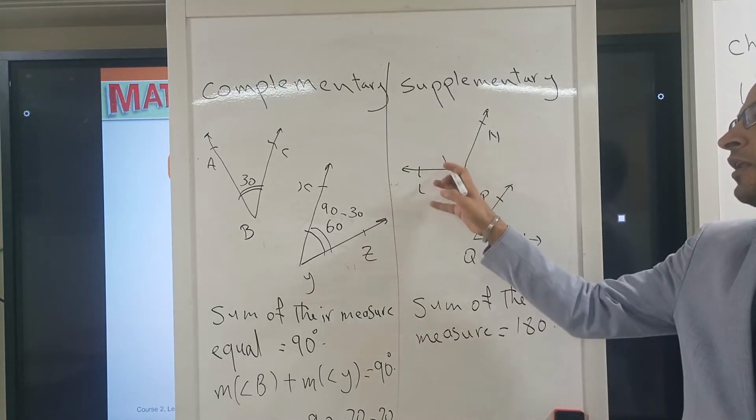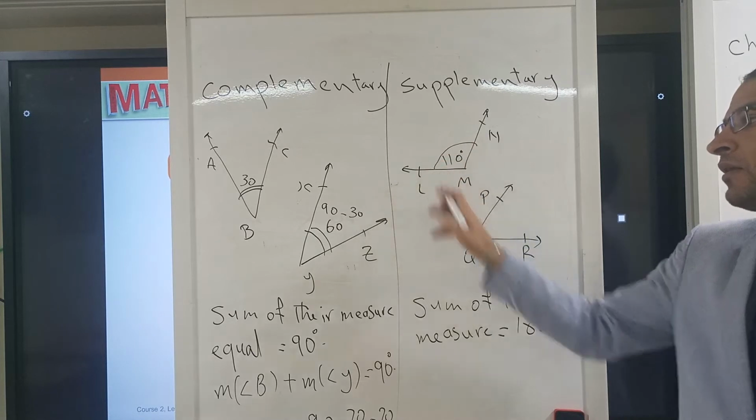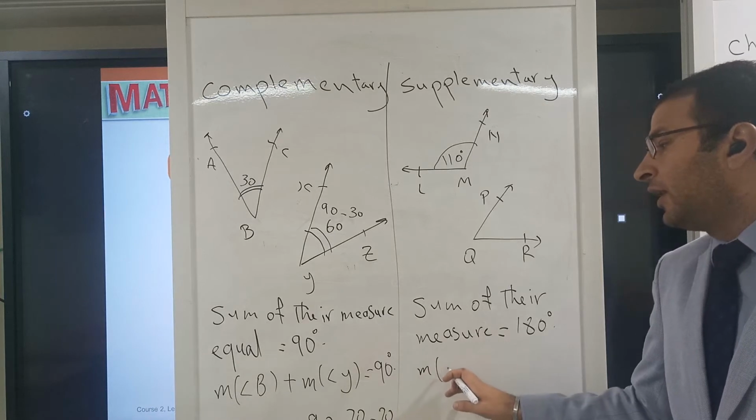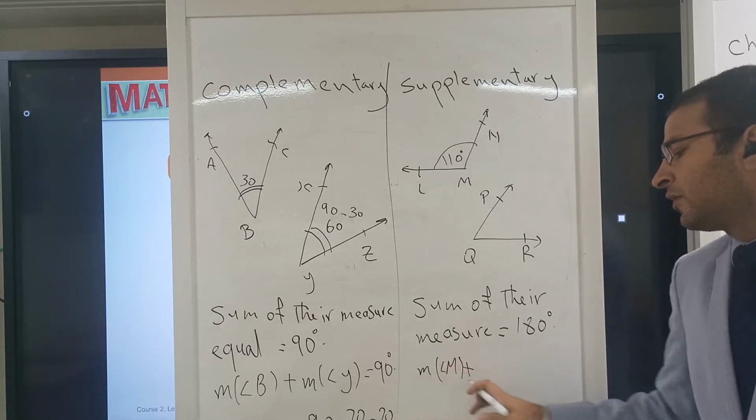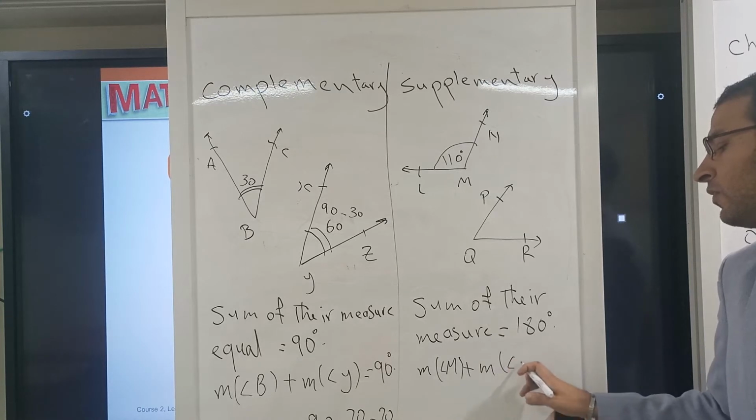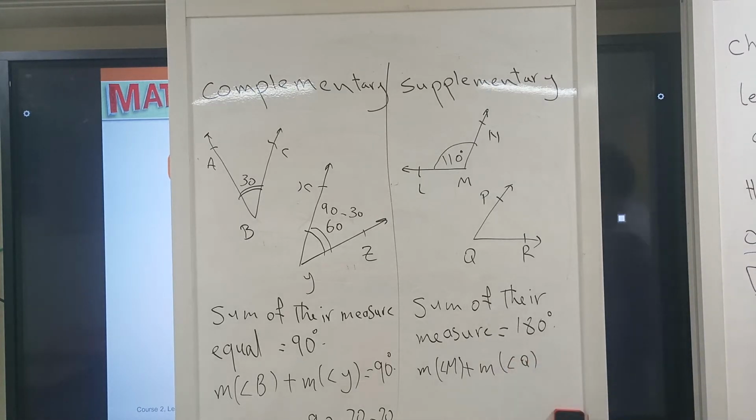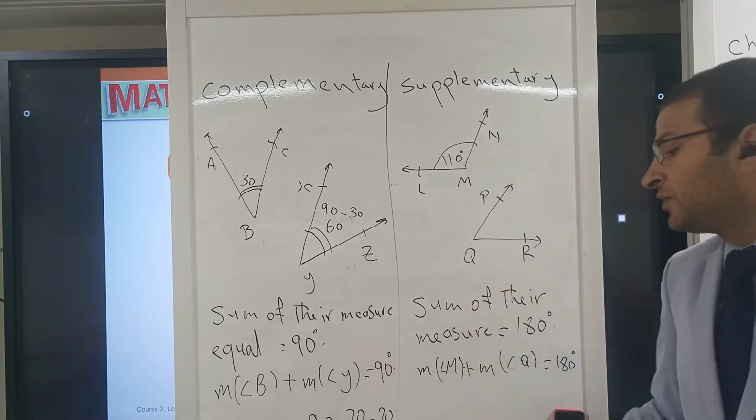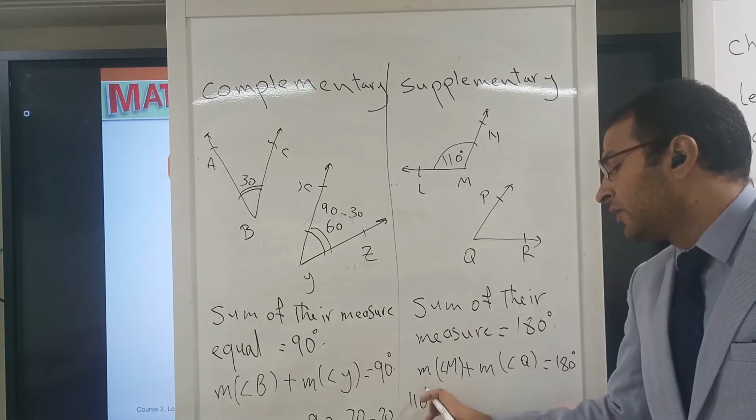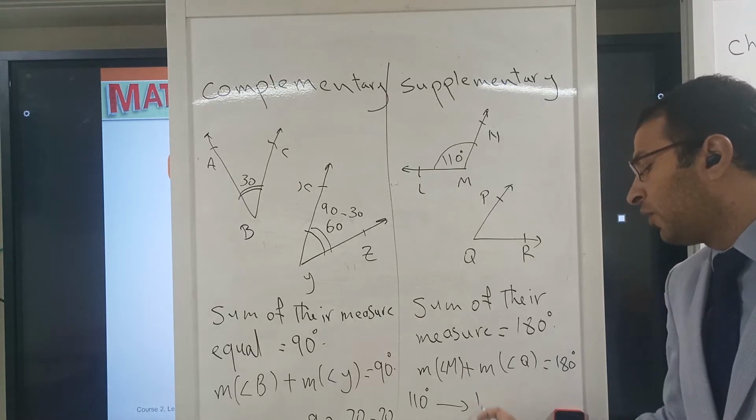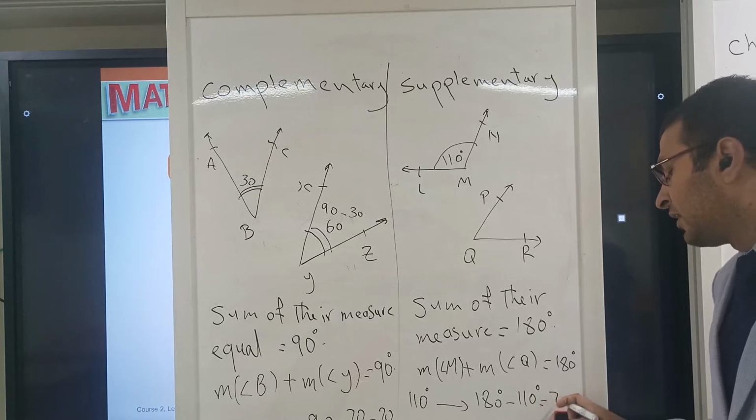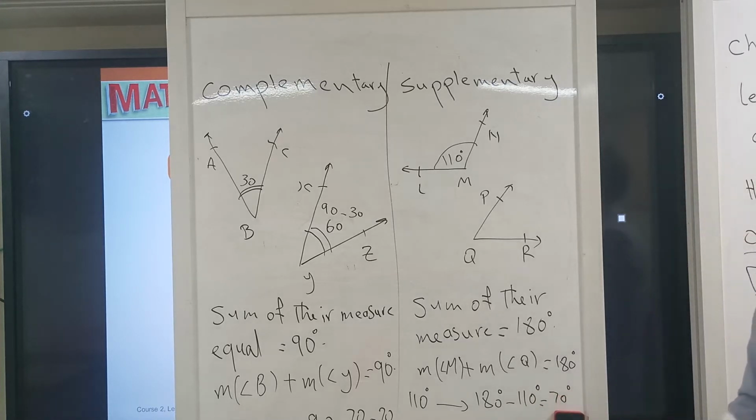If I give you this angle, for example, its measure is 110. How can I find the measure of the other angle? Look with me. I have the measure of angle M plus the measure of angle Q. The sum of these two angles equals what, my friend? This will be equal to 180. So if one of them is equal to 110 degrees, the measure of the other angle equals 180 degrees minus 110, which equals 70 degrees. So the measure of this angle is 70 degrees.